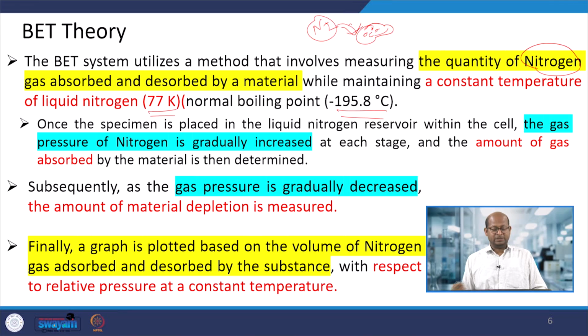Okay, so if we increase the partial pressure of the nitrogen, it gets adsorbed on the surface of the material. Since at low partial pressures only a small amount of nitrogen is present, the adsorption should be very low. If we gradually increase the partial pressure of nitrogen at low temperatures, then the quantity of nitrogen molecules adsorbed would gradually increase with increasing partial pressure.